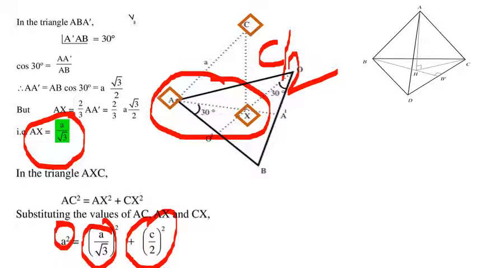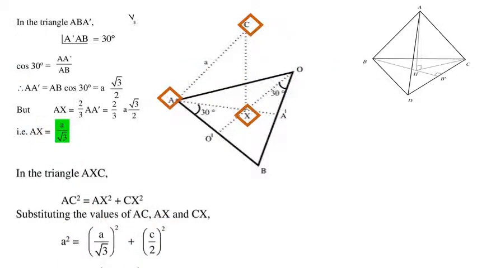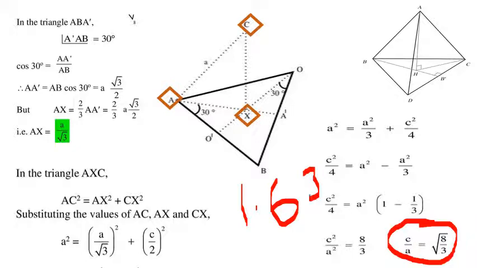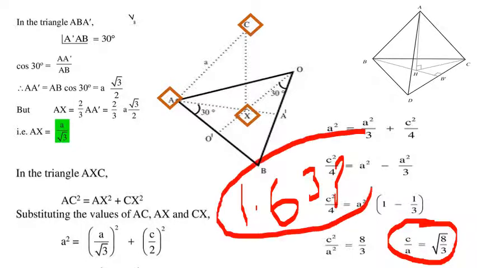So a square equals a by root 3 whole square plus c by 2 whole square. Now a square equals a square divided by 3 plus c square divided by 4. By rearranging all the terms, we get c by a equals root 8 divided by 3, that is nothing but 1.633.